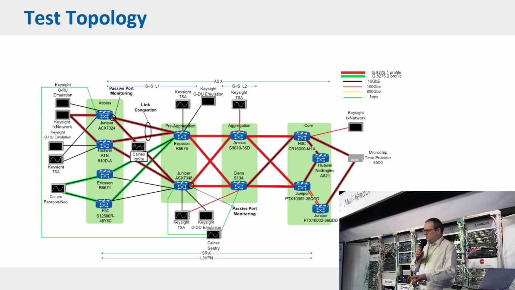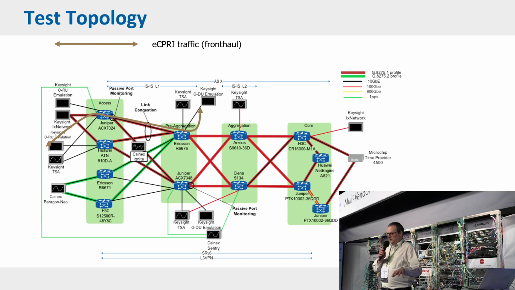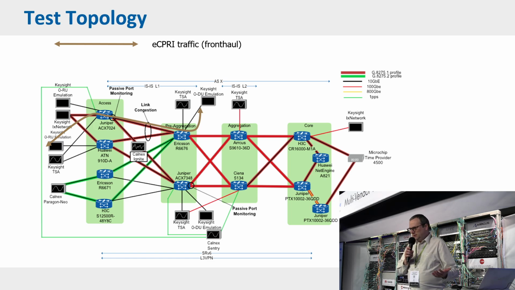This topology consists of multiple vendors. Yes, so we have different vendors on this picture here. I will not list all the vendors because maybe I forgot one or two, but you have the vendors on the picture. In this topology, in the fronthaul part, we generate the fronthaul eCPRI traffic. It goes from the radio unit, which is of course emulated by Keysight, to the distributed unit, which is again emulated by Keysight. So we have some fronthaul traffic going over the fronthaul part, which is the left side of this diagram.